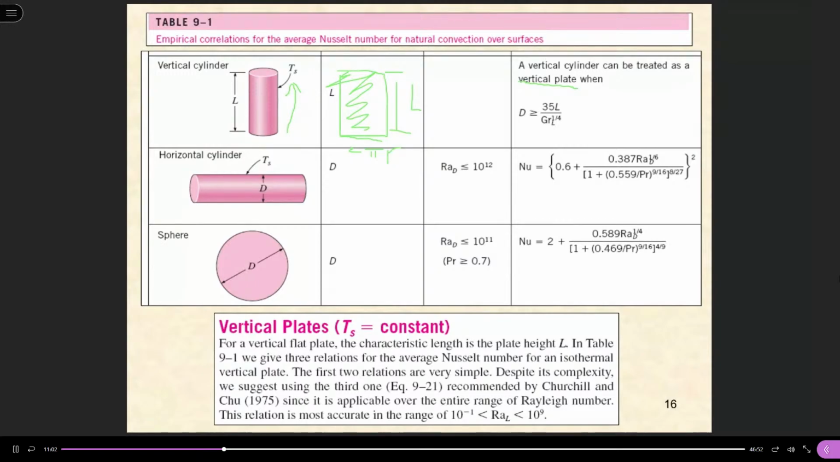For a horizontal cylinder, the buoyancy force acts in this direction, and then you have this equation. You use the diameter of the pipe as the characteristic length. And for a sphere, you have this equation.